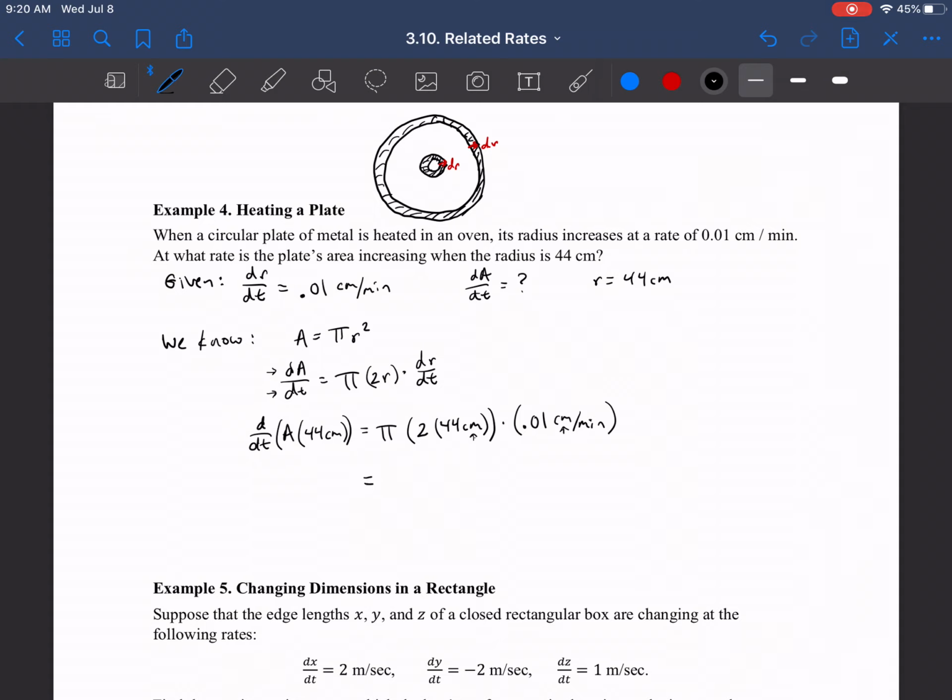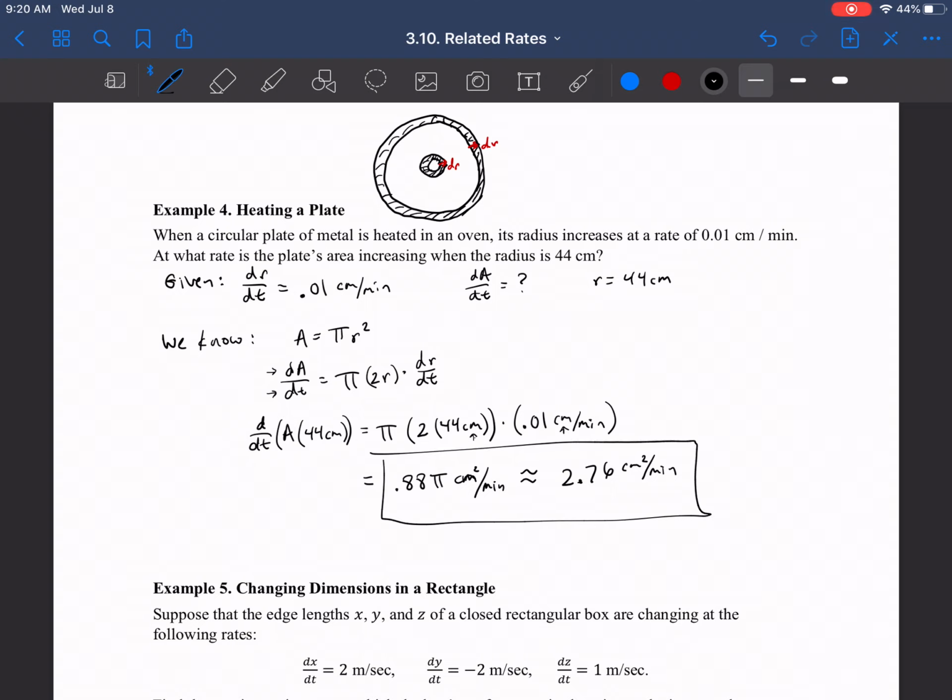And we just start multiplying this all together. So this gives us 2 times 44 centimeters times 0.01. So 2 times 44 is 88, times 0.01 is 0.88, and then pi centimeters squared per minute. And if you wanted to plug in pi, you'd get about 2.76 centimeters squared per minute. And so I don't know which way, but either one of those is probably a pretty decent answer.